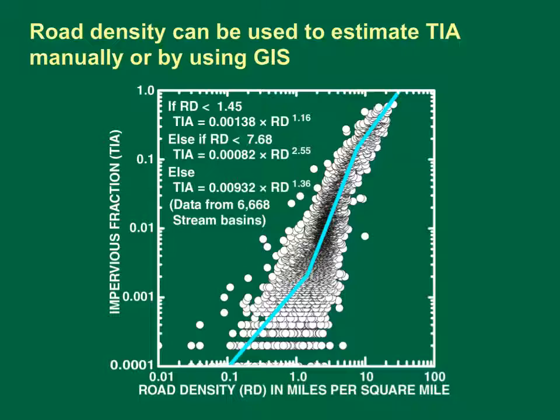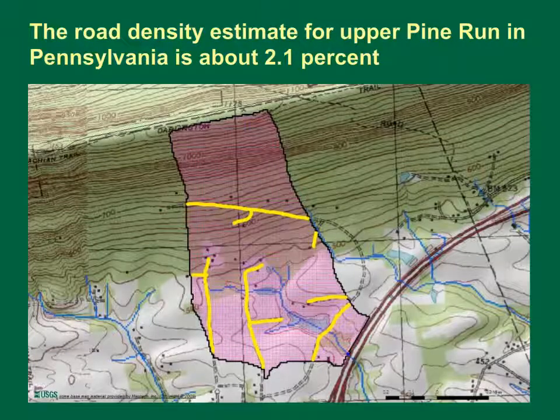The graph shown in this slide also indicates that at the basin scale, most of the upstream basins will have relatively low TIA values. This map shows the watershed delineation for Upper Pine Run in Pennsylvania from StreamStats. The road distance in this watershed, shown as yellow lines, is about 1.8 miles, and the drainage area is about 0.5 square miles, which results in a road density of 3.6 miles per square mile, and an impervious fraction estimate of about 0.021 or 2.1%.